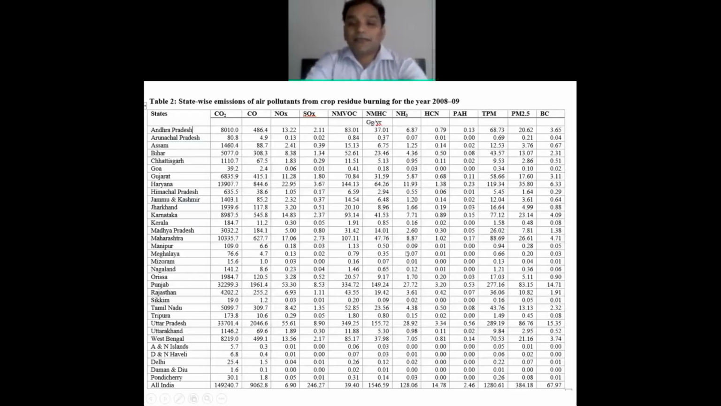I have also gathered one data, that is the state-wise emission of air pollution from crop residue burning for 2008, 2009. It was Jan 2009 data, which has been collected from a research paper again. We used to talk about this being a Delhi NCR region issue only where this kind of practice is going on, but no, this is the entire country, those who are involved in this kind of activity.